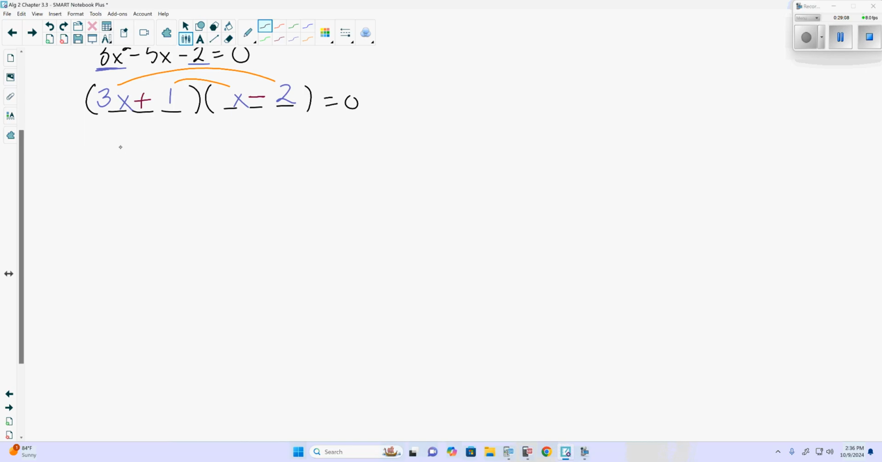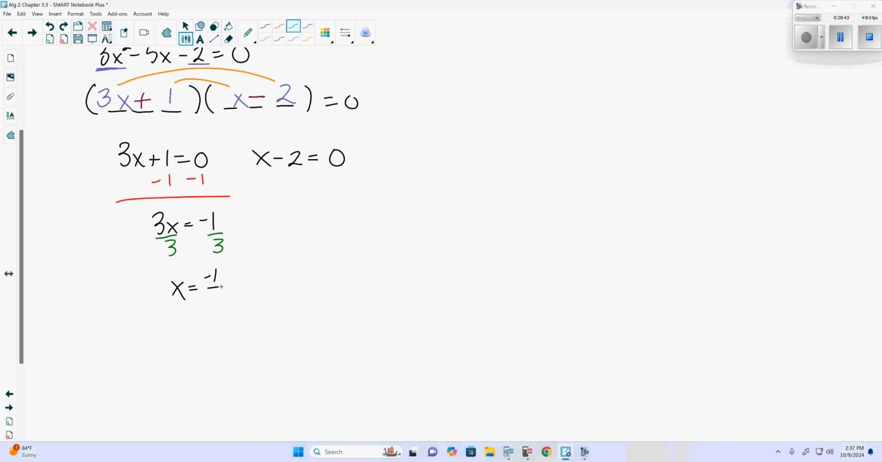Your product property says if we have two or more things multiplied together to equal 0, one of them has to be 0. Either 3x plus 1 is 0 or x minus 2 is 0. Now with 3x plus 1, we just need to solve for x. First thing we can do is subtract 1 from both sides, telling us 3x is equal to negative 1. Now we need to divide both sides by 3. x is equal to negative 1/3.